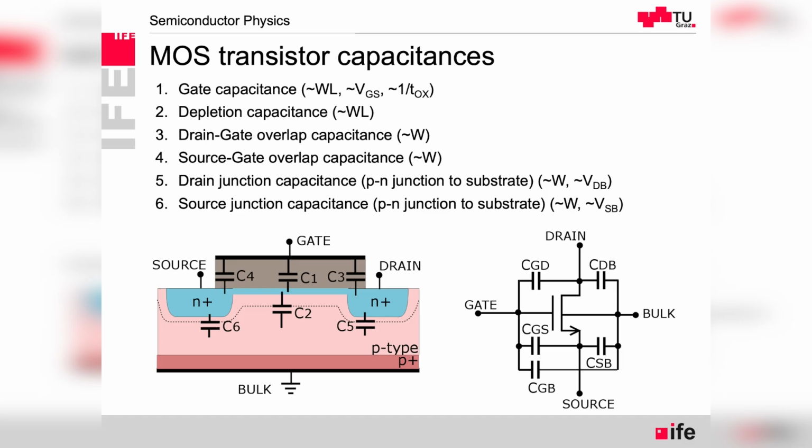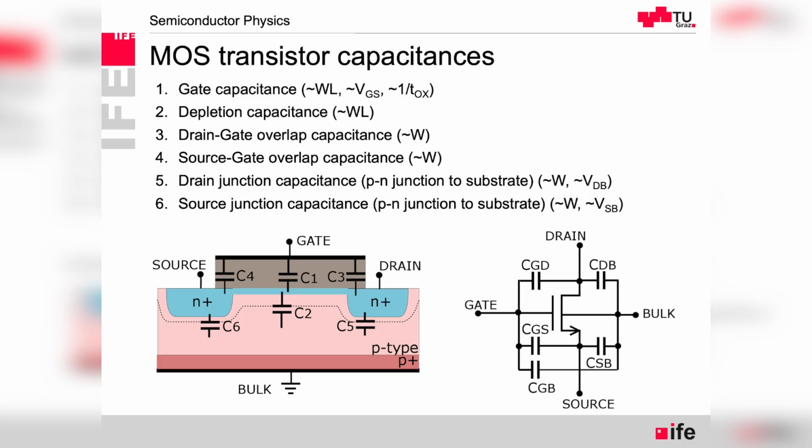So the first one is the gate capacitance that we have already seen in the previous slides. So this is dependent on the oxide thickness, also oxide material. It doesn't have to be necessarily silicon dioxide. There are also modern processes using, for example, hafnium dioxide. Then gate capacitance is also dependent on the size of the gate, so the physical dimensions.